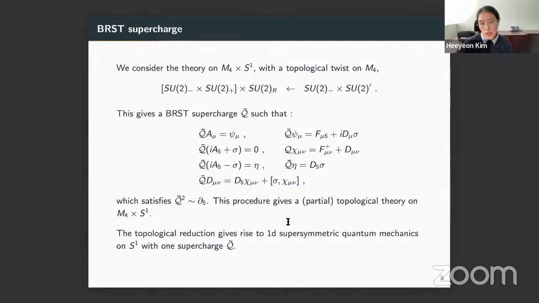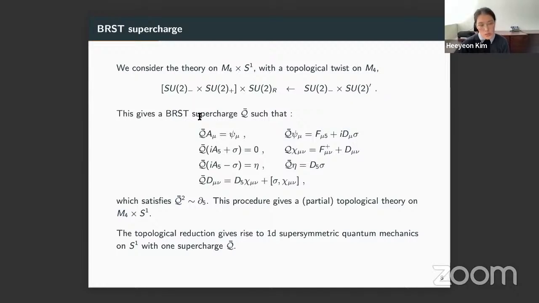Now we want to put the theory on a curved five-dimensional manifold of type M4 times S1, with a topological twist on M4. This is how the topological twisting is done. As usual, this is the rotation group on M4. We are going to take a diagonal subgroup of SU(2)_+ and SU(2)_R and define SU(2)' as a diagonal subgroup of these two. And we declare that this is our new rotation group of M4.